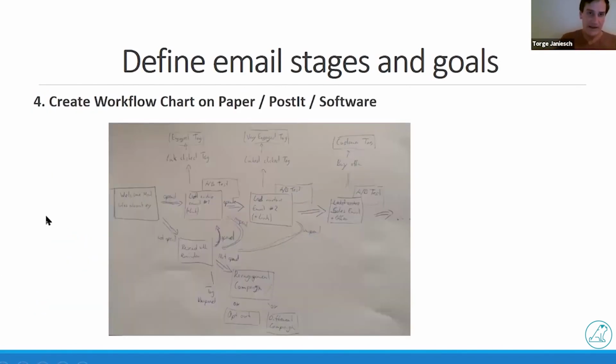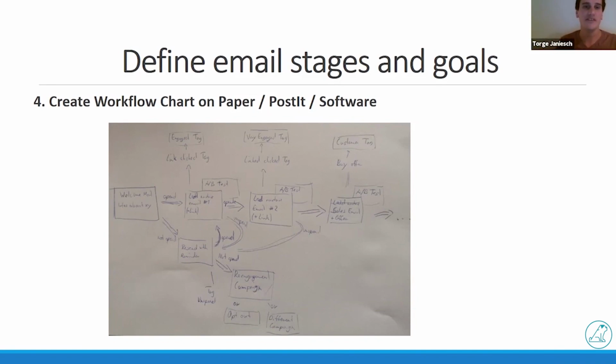So what I usually do, and I go the old-fashioned way of not being so much online at that stage, is I like to create a workflow chart on paper, on Post-its. You can also use software. My personal preference is using Post-its, actually, because this is like a thinking process. So it's like you're thinking about an email campaign, how to reach people and how to engage them and how to sell to them.